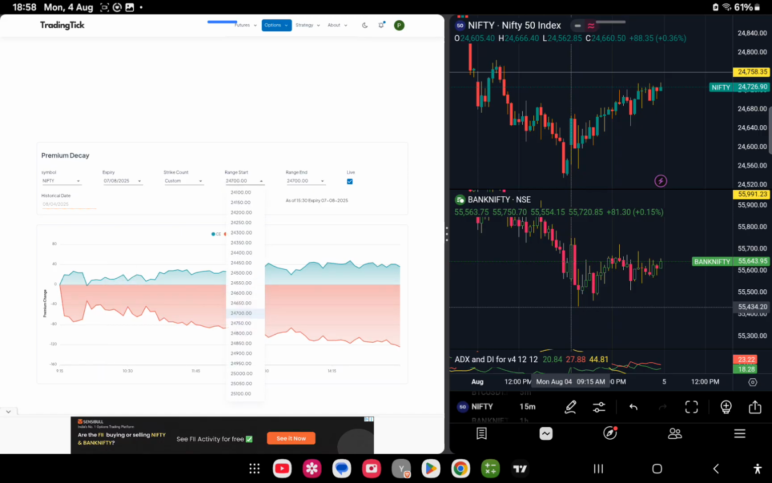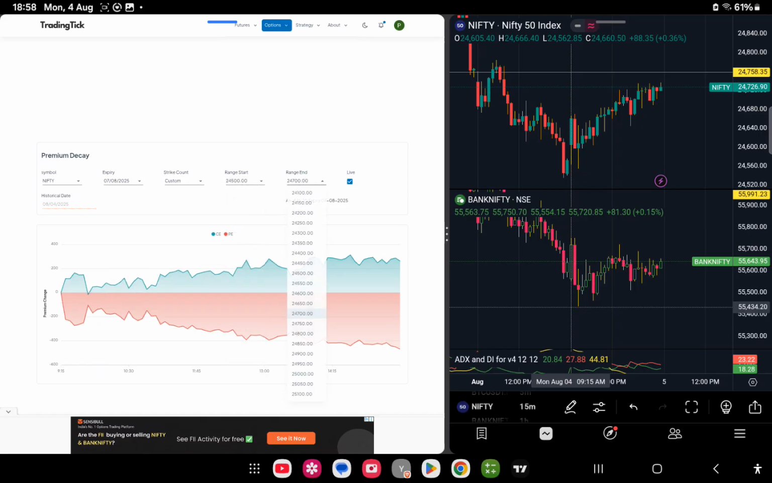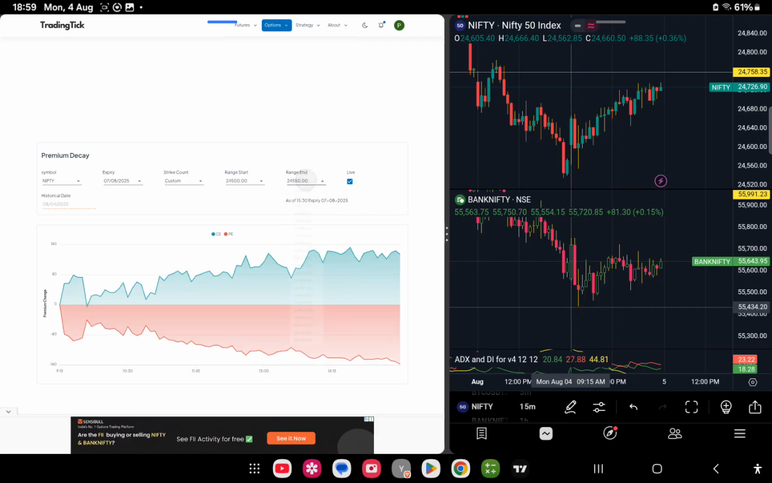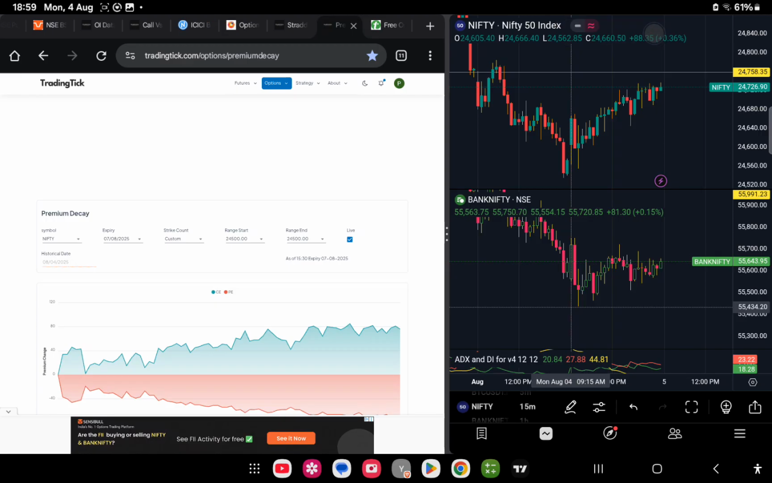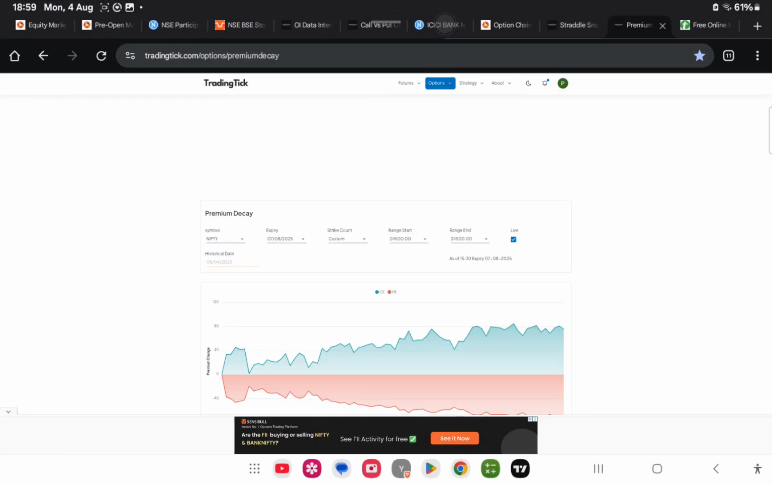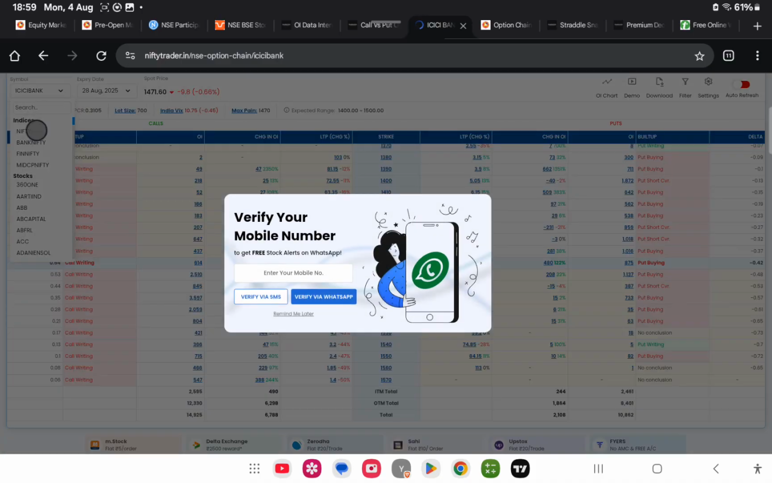Now let's reduce to 500. We'll take 25,500, which is a very good support here, and then you could see almost buyers were winning, but with a very small margin. Okay, so now we are going to check the important thing. So many people confuse here, let's understand here.